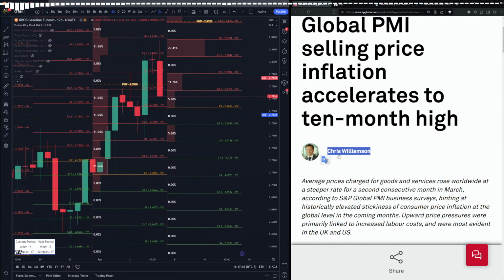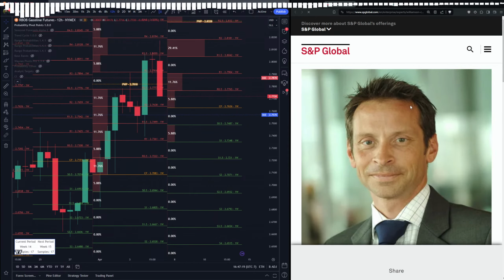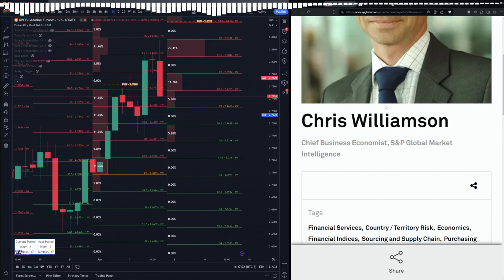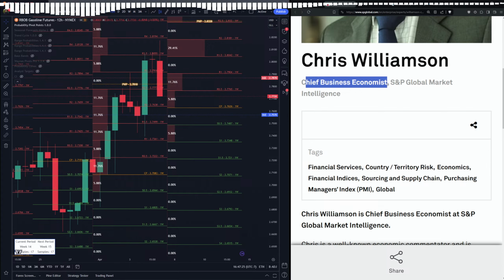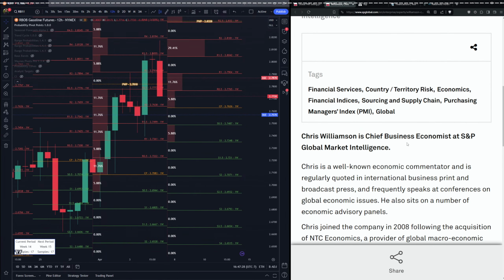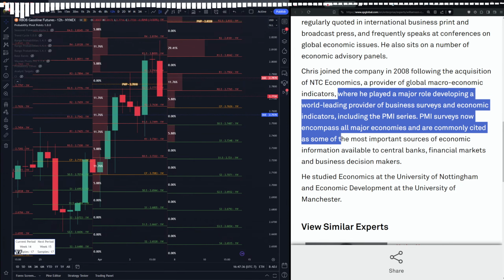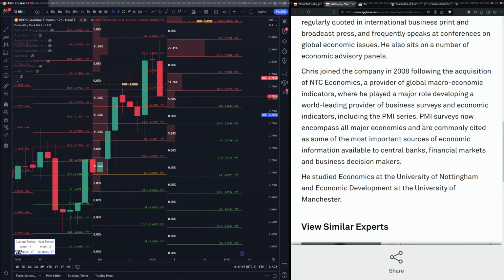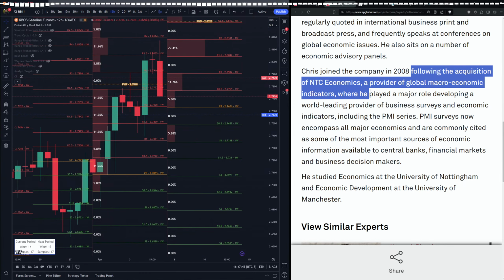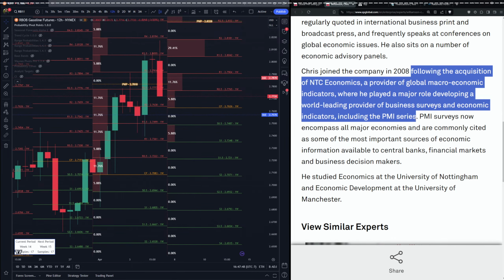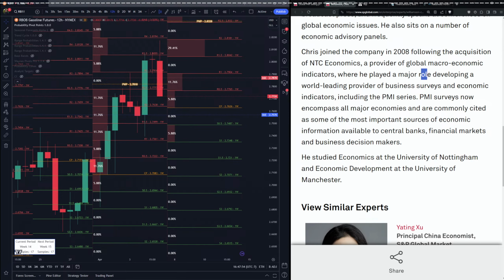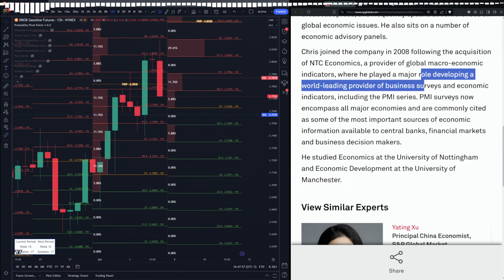And this guy, Chris Williamson, real quick, just so you know who he is, this beautiful man, is chief business economist for S&P Global Market Intelligence. He was the head of IHS Markit before they got acquired by S&P Global. This guy is essentially in charge of running the PMI surveys. Since 2008, since the Great Financial Crisis, he's been in charge of running the PMIs and also developing a world-leading provider of business surveys.